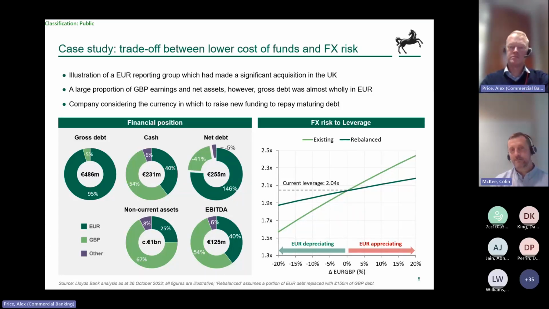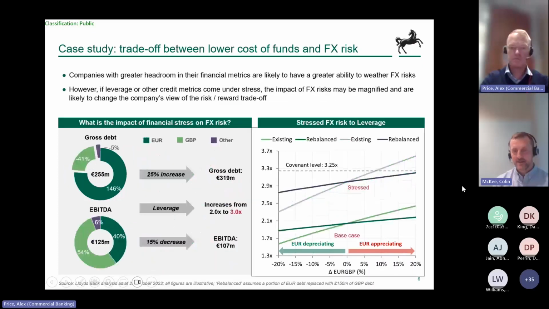If they were to rebalance by putting 150 sterling equivalent of that debt in sterling, that takes us to the dark green line. So you see much shallower, much less of a range of possible leverage outcomes given a reasonable movement in that FX pair. So just on the next page, that's all well and good in a non-stressed scenario, when leverage was 2 times. This discussion was happening at the onset of COVID.